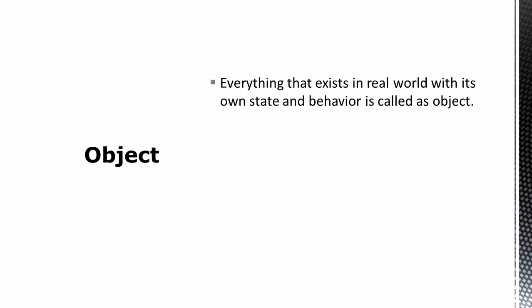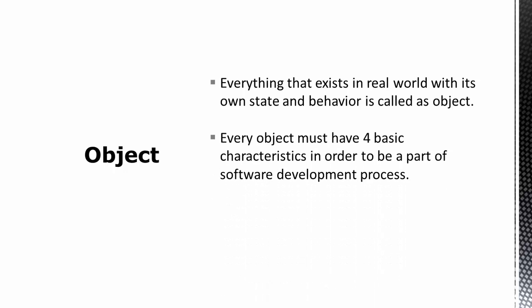The answer is, if a given object possesses the following four basic characteristics in the context of the given problem domain, then we can consider it as a part of our current software development process. Those characteristics are state and behavior. Understand, these are the two very crucial because without these two, it is not even an object. And then identity and responsibility. Okay, let's discuss them one by one.